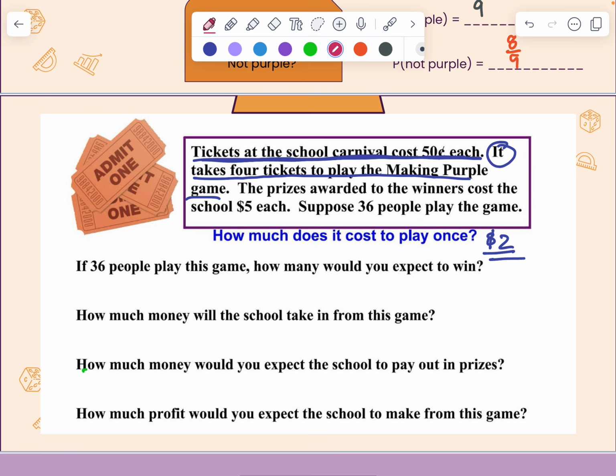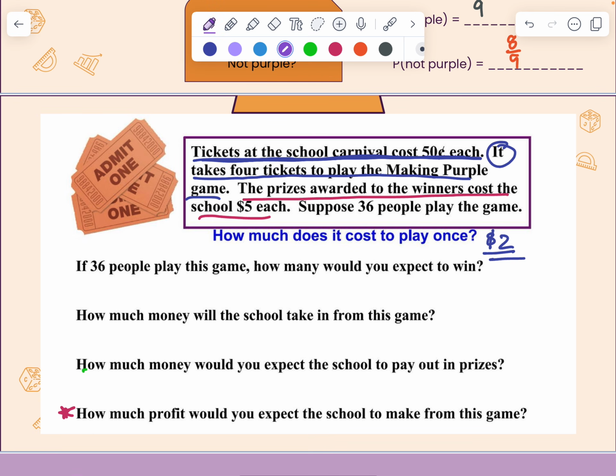Now, another thing is I'm going to award people for winning. So I'm going to give them $5 if they win. We call this expected value. The idea is if I play this game, how much money am I going to make, or how much money am I going to lose? Like, what can I expect to come out of this scenario?